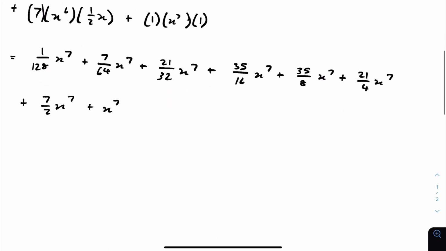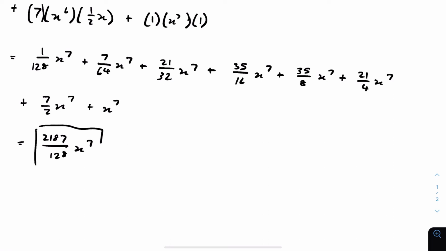So when we simplify down, we can just put it into our calculator. Since they're all times x to the power of 7, we just add them all up. So 1 over 128 plus 7 over 64 plus 21 over 32 plus 35 over 16 plus 35 over 8 plus 21 over 4 plus 7 over 2 plus 1. That gives us 2187 over 128 x to the power of 7 as our answer, which if we expand further is roughly equal to 17 x to the power of 7. That's our answer.